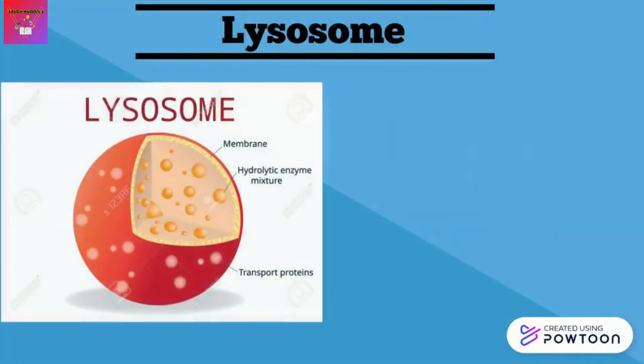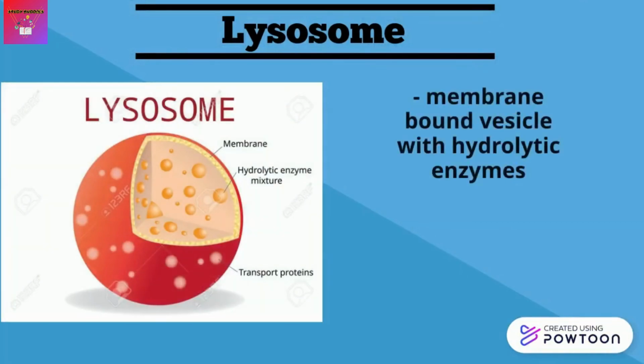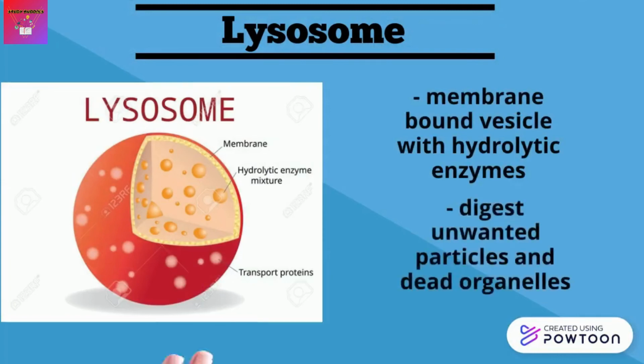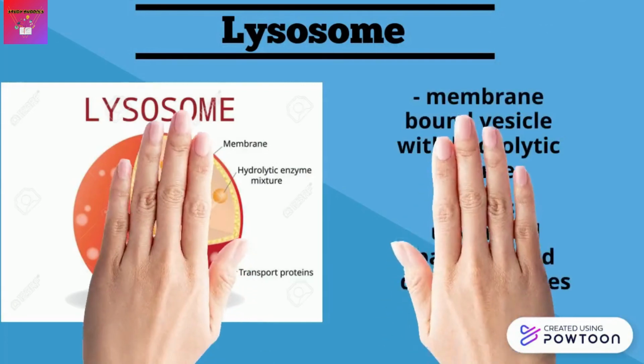Moving on to the next organelle, we have the lysosomes. It is a membrane-bound vesicle filled with hydrolytic enzymes. They are much like our stomach, where they digest materials taken into the cell, but most of these materials are unwanted by the cells, like dead organelles and bacteria. They simply have to fuse with the materials, release the hydrolytic enzymes, and destroy the unwanted particles.